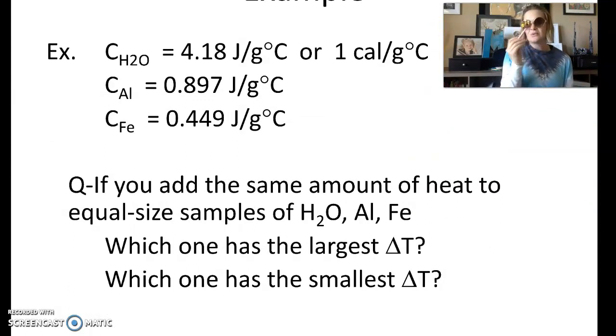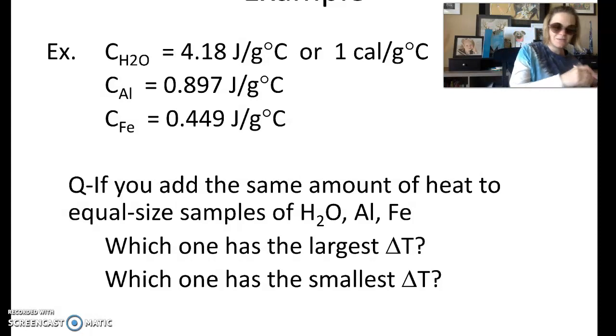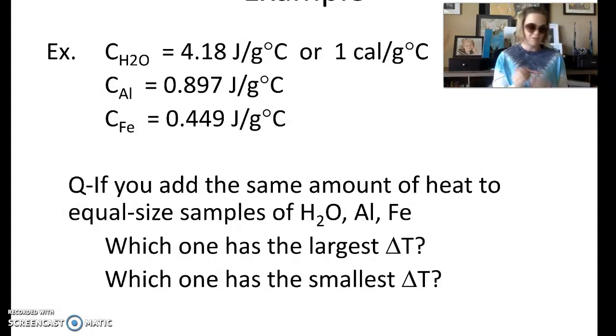The one that we'll use quite a lot, because it's one of the most common substances we have here on this planet, is water. Water's heat capacity is 4.18 joules for every gram to heat at 1 degree Celsius. Or if you used calories, it would be 1. Water actually has a pretty high heat capacity.